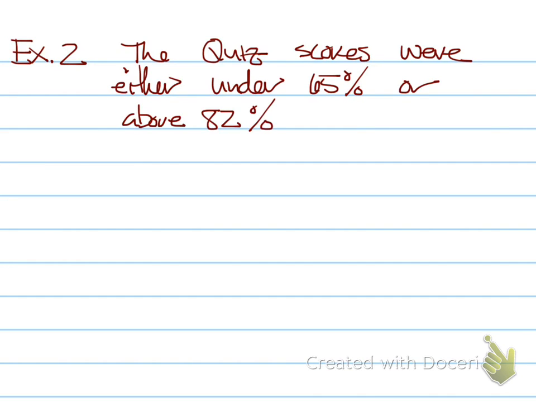If the quiz scores were either under 65% or above 82%, we're not including the 65, so it should just be less than 65. And we're not including the 82, so it should be greater than 82.